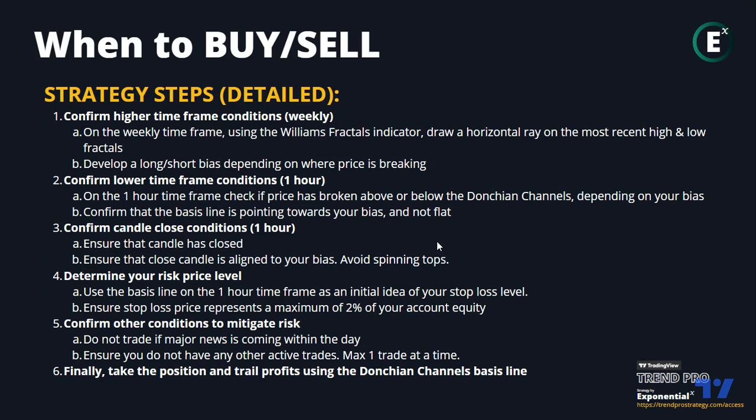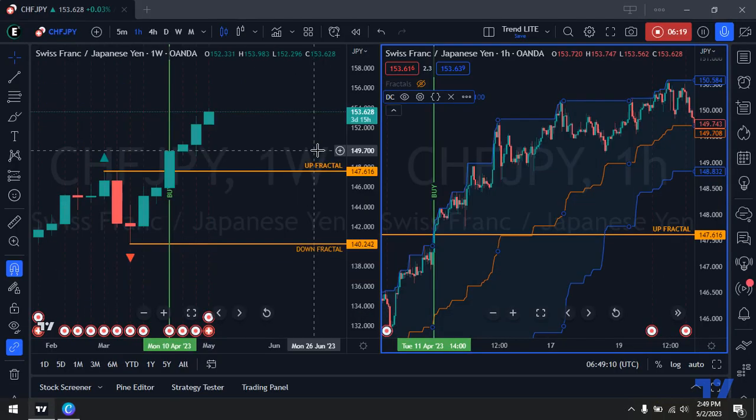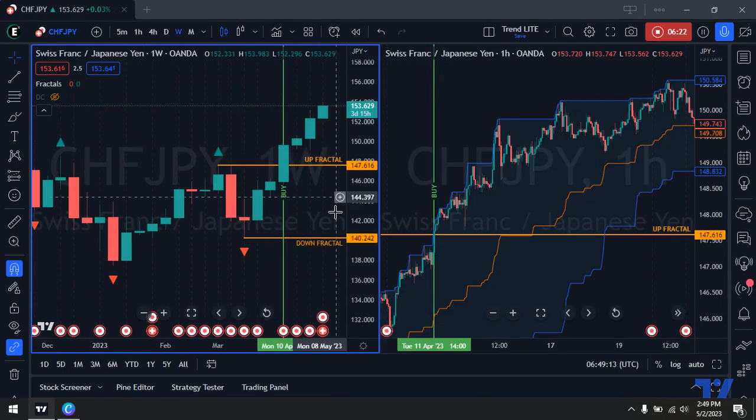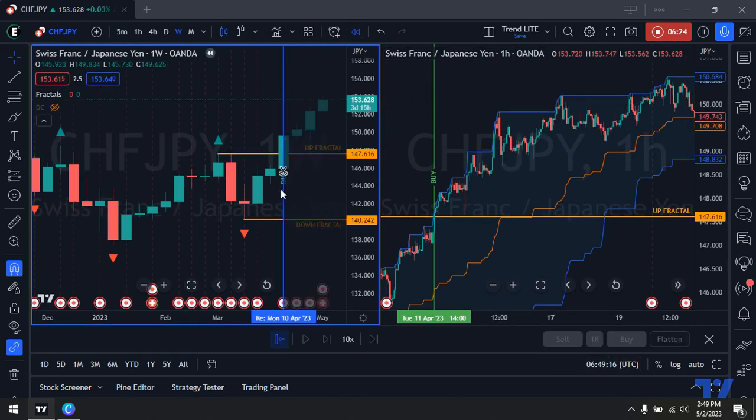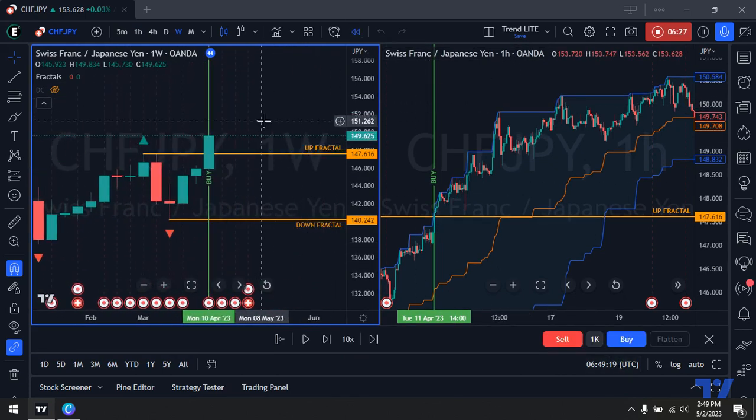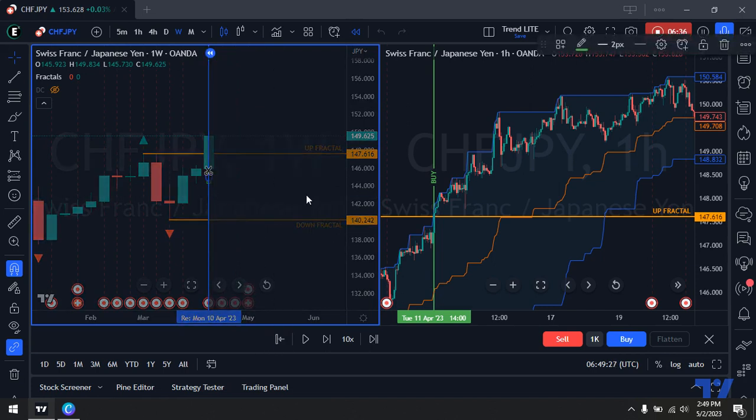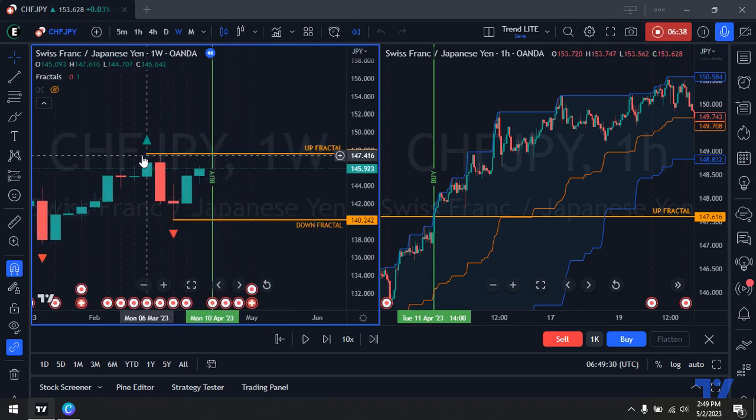Now, going back to the 6 steps I mentioned earlier, this slide is essentially a more detailed version of that. So first, we confirm higher time frame conditions on the weekly. We draw a horizontal ray on the most recent high and low fractals, and we develop a bias based on that. So if we look here, let me just use our replay bar at this point. Okay, so I drew a horizontal ray. Let me just pull that back one more bar. Oh, there you go. So I used the horizontal ray here and here.